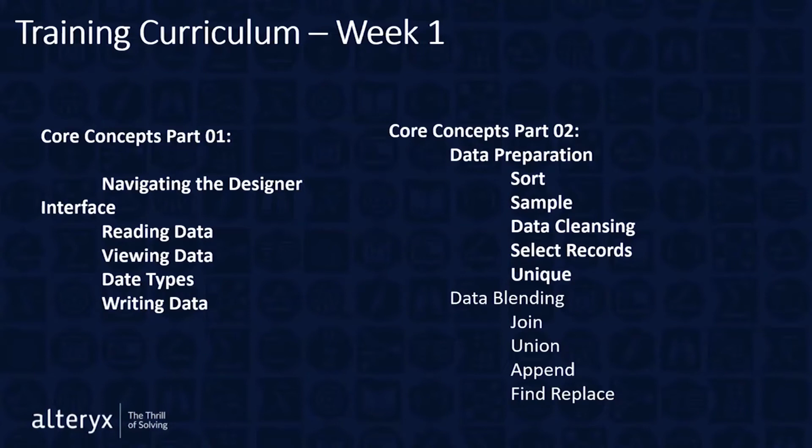Core concept part two, I have subdivided into data preparation and data blending. Data preparation includes sort, sample, cleansing, select, record ID, and unique. When it comes to blending, join, union, append, and find replace will all come. If you are from a programming background, you might have heard these terminologies in your language also. It serves the same purpose, but here it's a more sophisticated version. I'll show you once I'm done with the presentation. Probably I can show you the interface also.